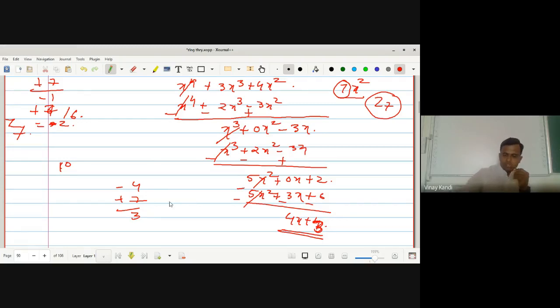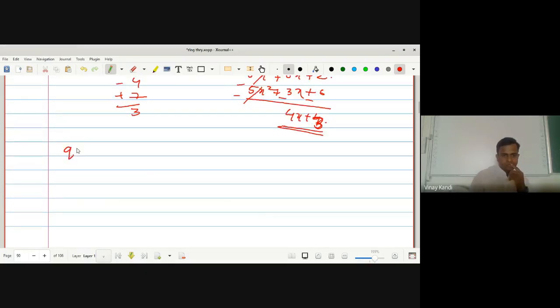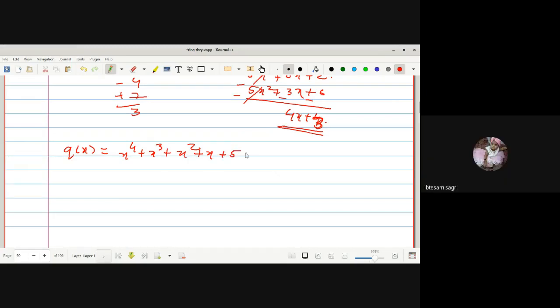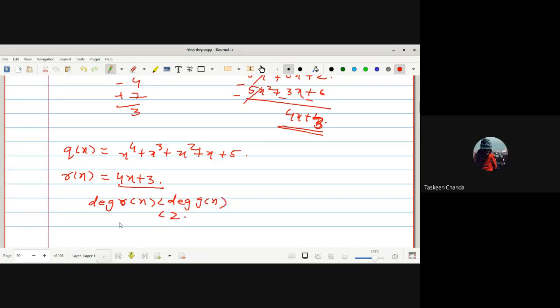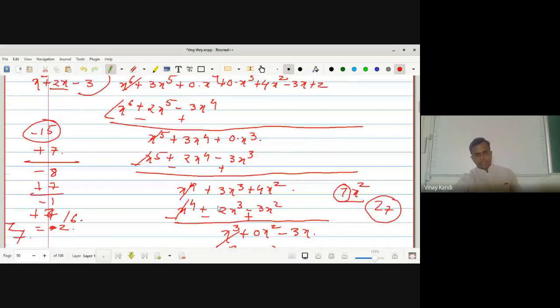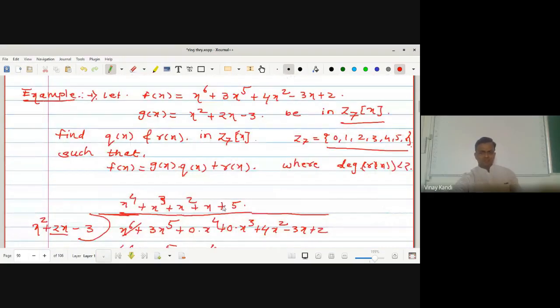Okay, so what is q of x? x raised to 4 plus x cube plus x square plus x किती आहे पुढे अजून? minus 2 equivalent to plus 5 ना? +5. And r of x is 4x plus 3. The degree of r of x किती आहे? Degree of r of x is less than degree of g of x आहे का? Yes, sir. It's correct. Okay, any doubt? असे क्वेश्चन येऊ शकतात.